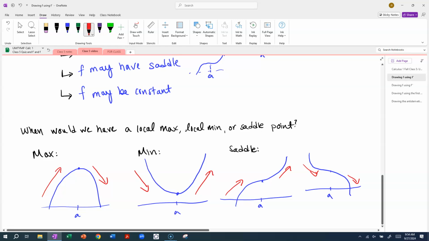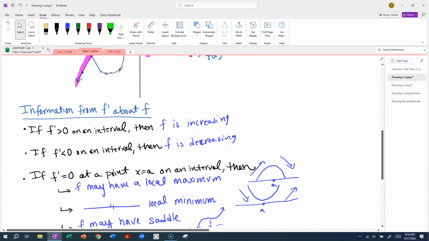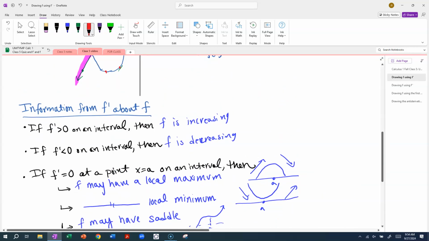So just some summaries or some observations from our graphs here about f and f prime. And we will use this to help us sketch the graph if we're given information about whether the derivative is positive, negative, or zero at a given point.